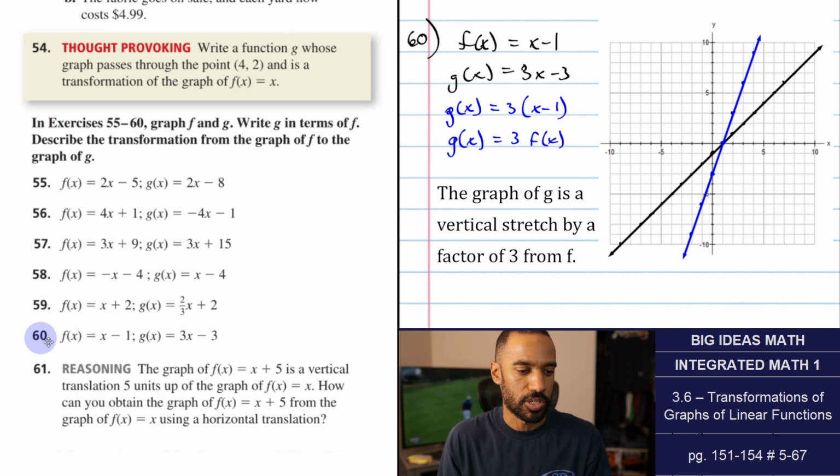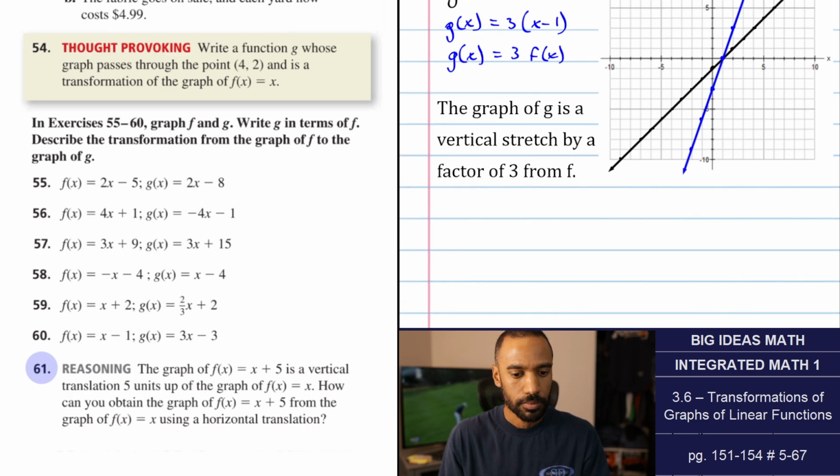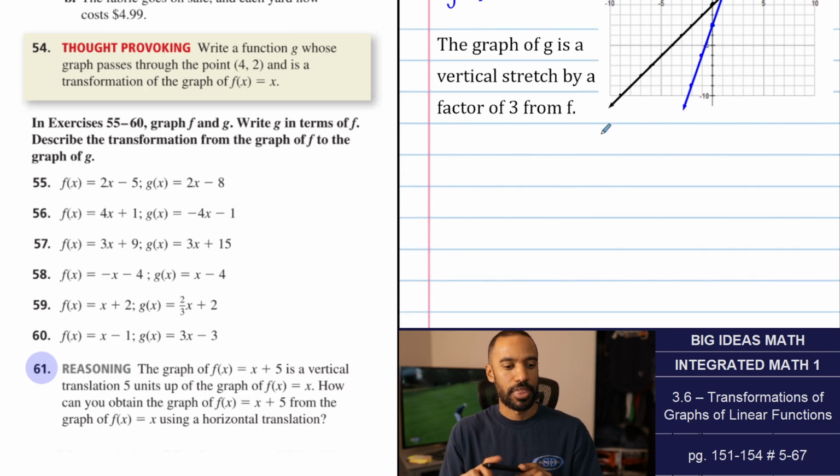Number 61, reasoning. The graph of f of x equals x plus 5 is a vertical translation 5 units up from the graph of f of x equals x. I agree. How can you obtain the graph there using a horizontal translation?